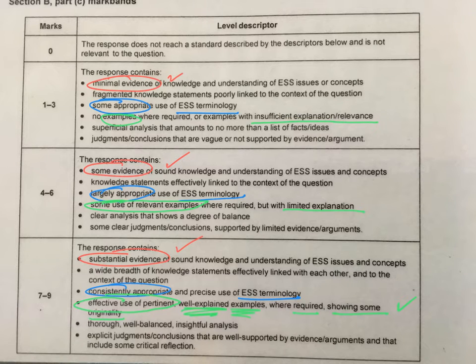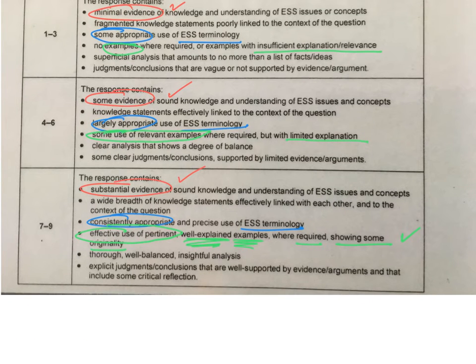Okay? The next thing, the last one you want to focus on, is your analysis and your judgment or conclusions. So this is superficial analysis, clear analysis, well-balanced, insightful analysis. Okay? You must give good thought processes. You must show this in your writing. Okay, so that means you've got to explain it. You've got to show your rationale.